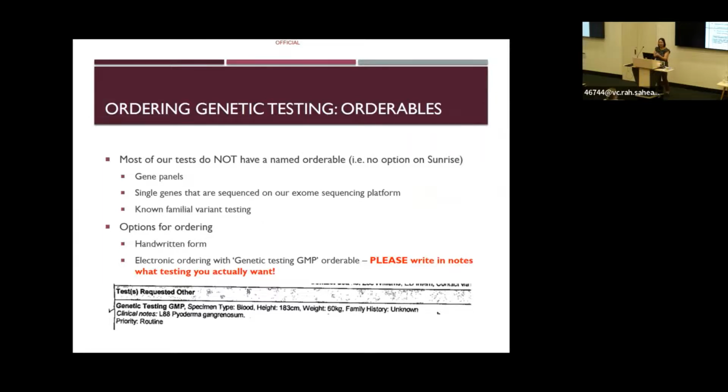So this particular example, they did genetic testing GMP and they just wrote pyoderma gangrenosum. Did they want HLA-B27? Did they want some kind of dermatology panel? What did they want? Turns out that they wanted the NGS heme panel. So please put that information on there.